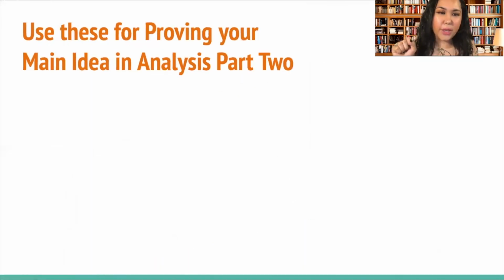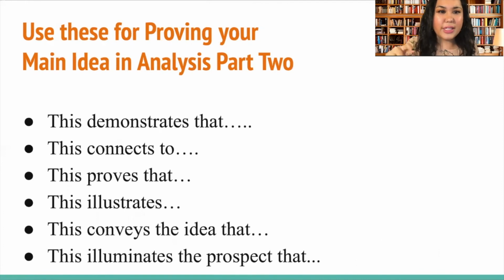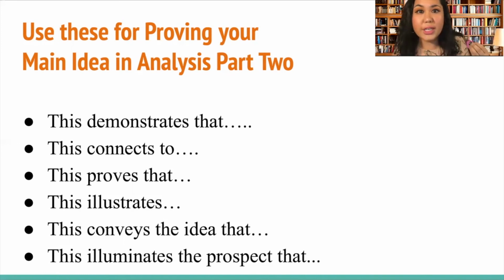And use these for proving your main idea in analysis too. This demonstrates that, this connects to, this illustrates, this conveys the idea that, right? So you have your quote, you've explained your quote, and then this conveys the idea that, and then it's your genius, your intelligence that has to carry us out. This illuminates, ooh, right? Illuminate meaning to shine. This illuminates the prospect that, and then your own genius of analysis. You see how these really set you up for your own thinking? That's why analysis part 2 is important. It's about your thinking, and that's really what your teacher wants to see, okay?